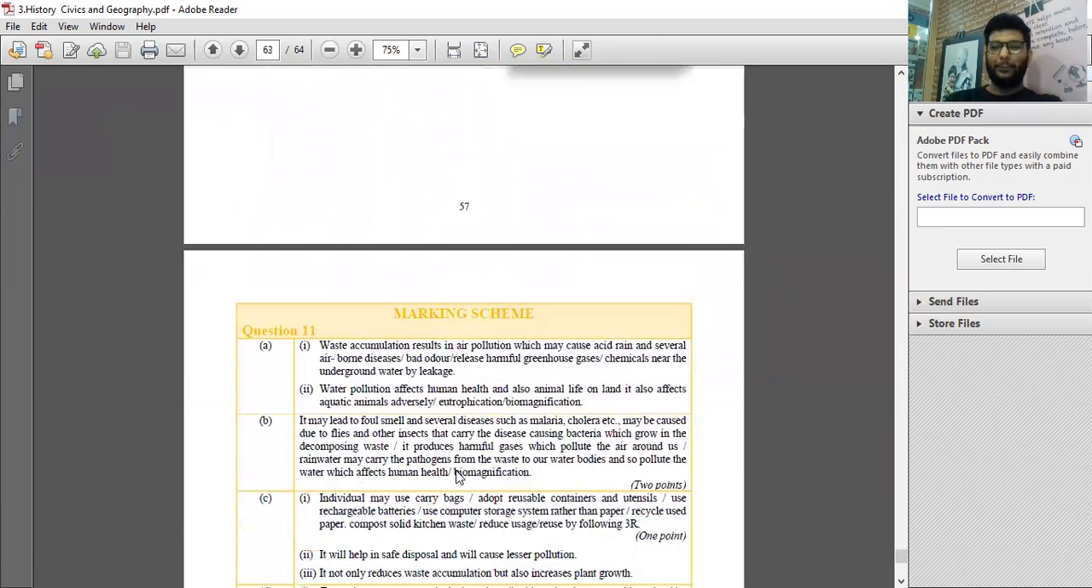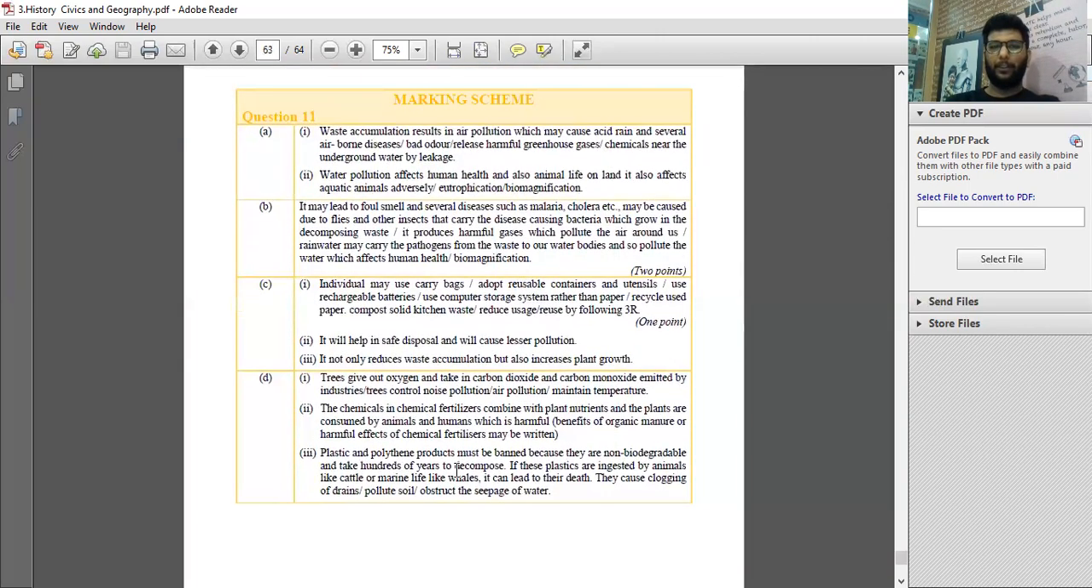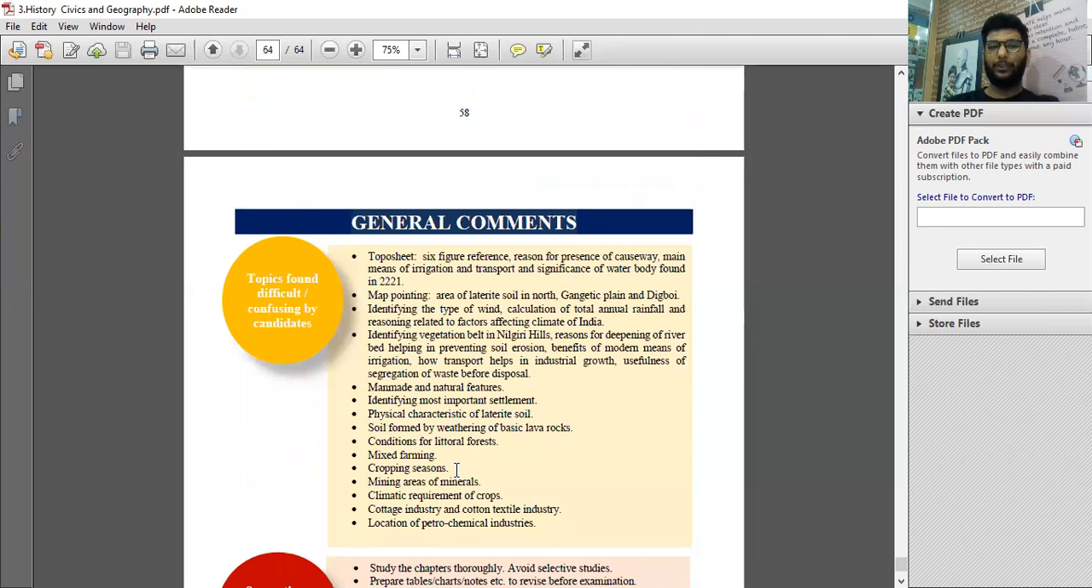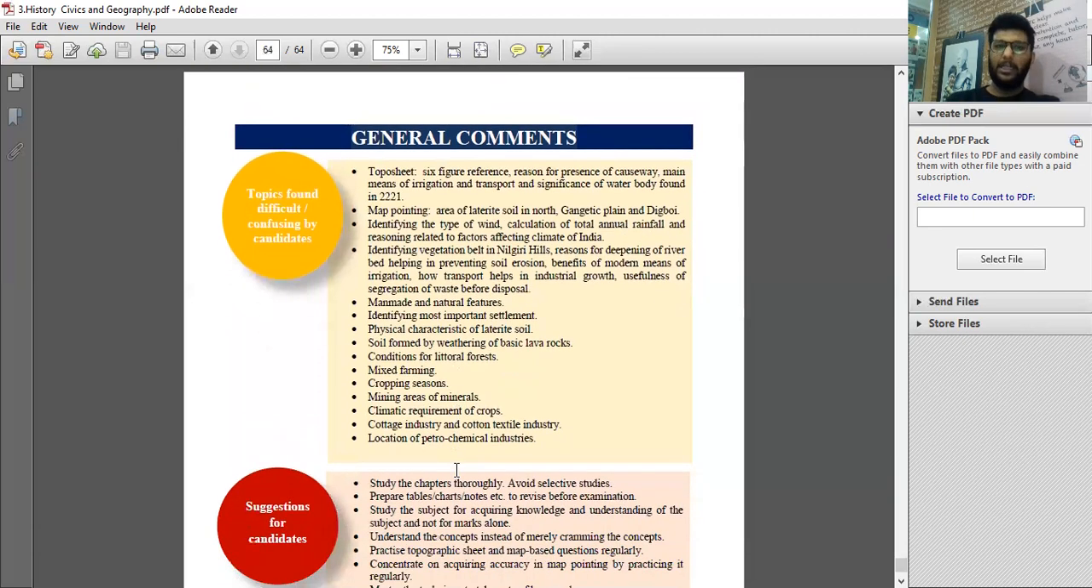Okay. So, children, just to bring it to your attention, this was a 2019 paper what we discussed. Certain general comments what they have been mentioning. When it comes to topo sheet, 6-figure grid, causeways, very important. Map pointers, areas of lateral soil, which was asked, Gangetic plain. Again, this is based on the paper. So, dig boy, very important.